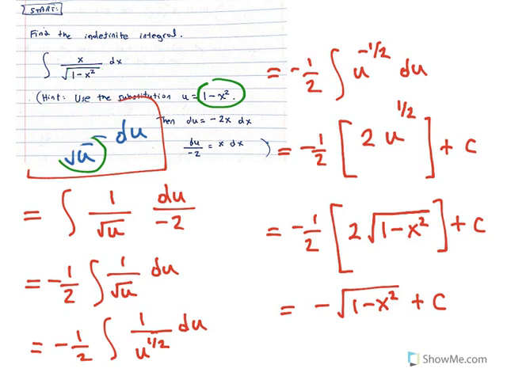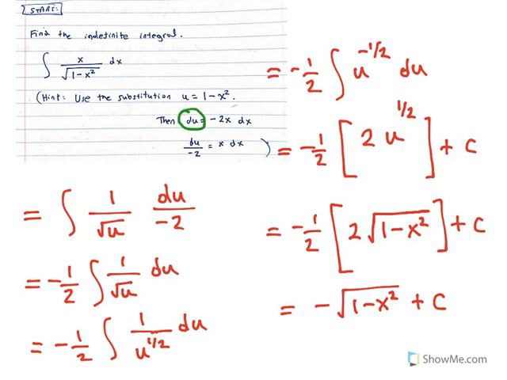So that's kind of like letting you know that you should try this u substitution. So if you let u be equal to 1 minus x squared, the next step is to find what we call the differential of u. The differential of u is the derivative of 1 minus x squared multiplied by the differential of x. dx is the differential of x, and this is what we mean by differentials. So the derivative of 1 minus x squared is negative 2x.